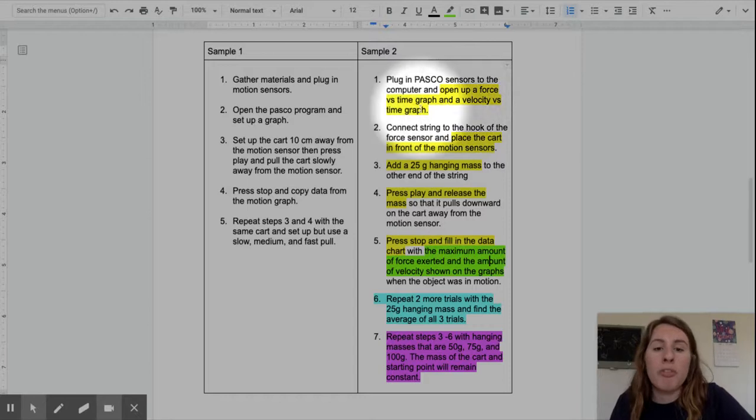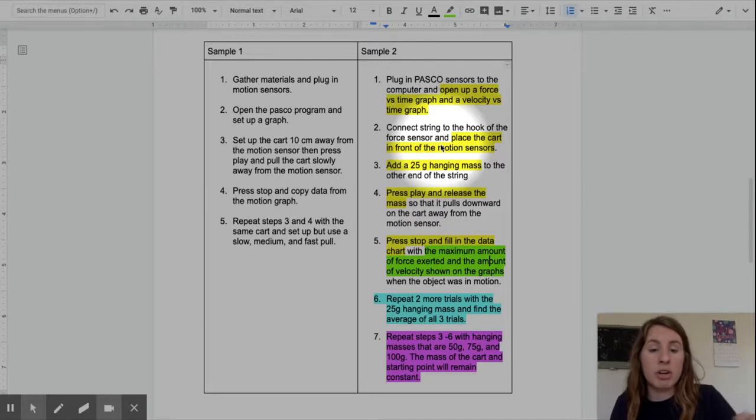So open up a force versus time graph and a velocity versus time graph tells me exactly what kind of graphs I'm going to be using to measure the motion of my object. Next, we have step-by-step, or specific step-by-step processes to make sure that our investigation is being done successfully.